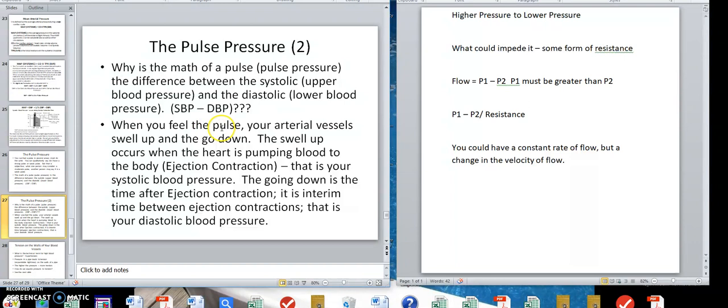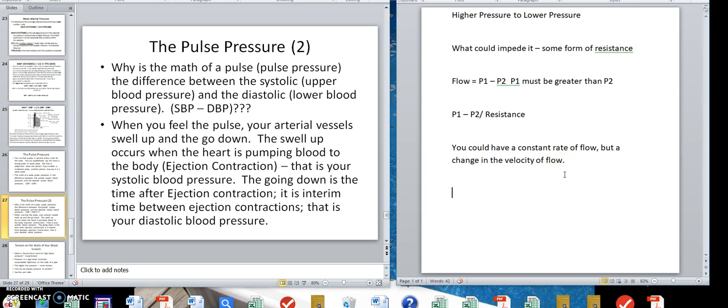When you feel your pulse, your arterial vessels, let's say in the wrist or wherever, swell up and go down. That's what you feel, that pulsatile force. The swell up occurs when the heart is pumping blood to the body, which we just said is ejection contraction. That's your systolic blood pressure. The going down is the time after the ejection contraction. It's the interim time between ejection contractions. That is your diastolic blood pressure. So you're feeling this swell up and go down, this swell up and go down. So therefore, to get an actual calculation on it, it would be the difference between the systolic blood pressure and diastolic.